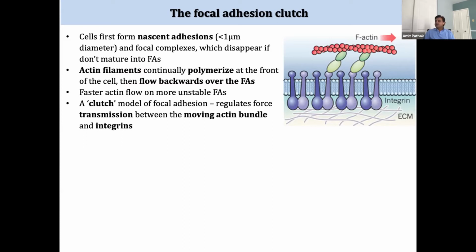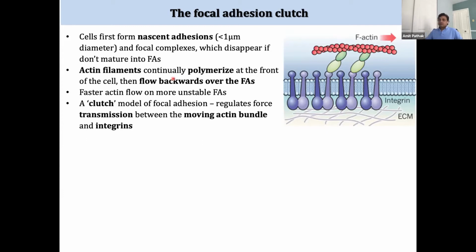F-actin filaments are very important because they polymerize at the front of the cell and they continuously flow. If they keep flowing, these nascent adhesions will keep dissociating and reforming, sometimes at the same site even. That's called focal adhesion turnover. And if the velocity of these actin filaments is very fast, then this turnover is also going to be very fast. That means focal adhesions will not get a chance to really grow. They will just keep turning over.